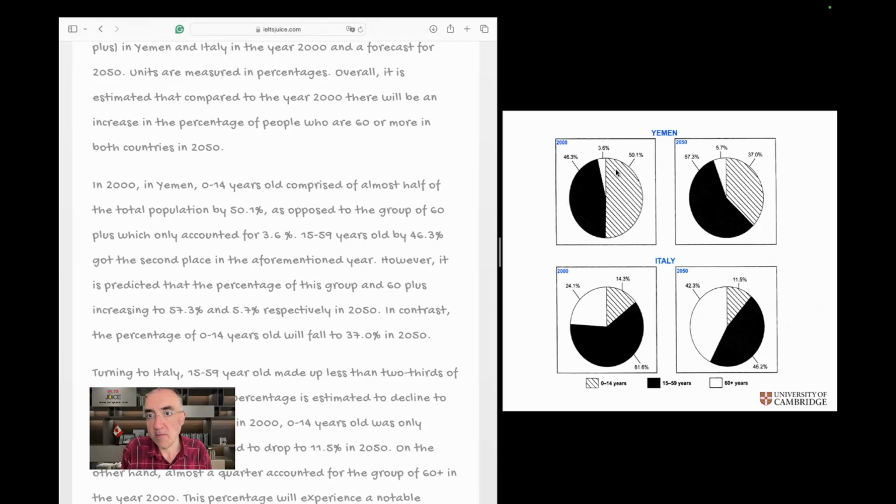Yes, more than 50% of the people were very, very young, 0 to 14 years old, as opposed to the group of 60 plus, which only accounted for 3.6%. Okay, I kind of understand the opposition. Yeah, they are very young and these guys are very old. Okay. The writer believes 60 is old. I'm not judging that.